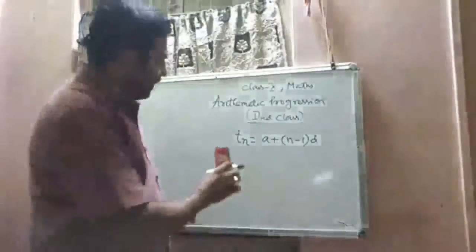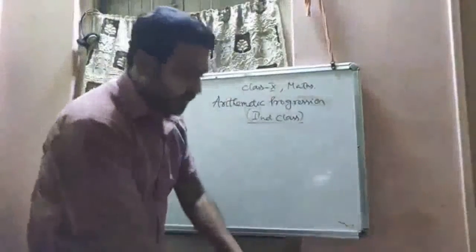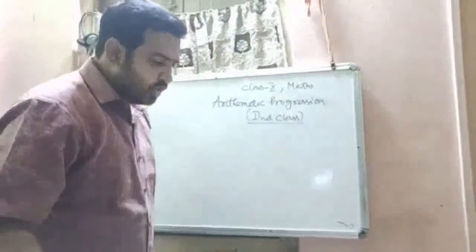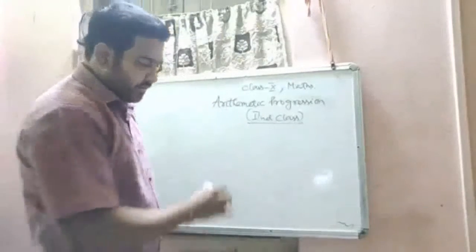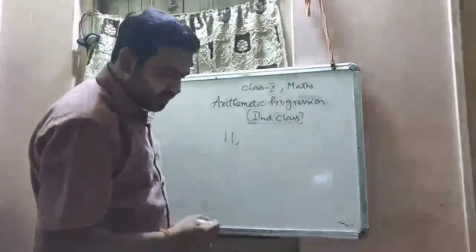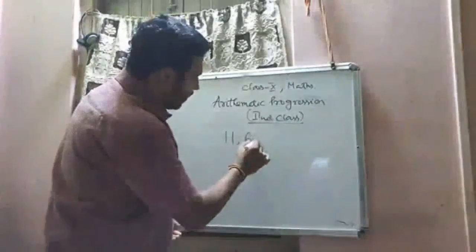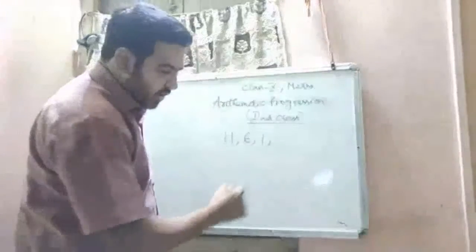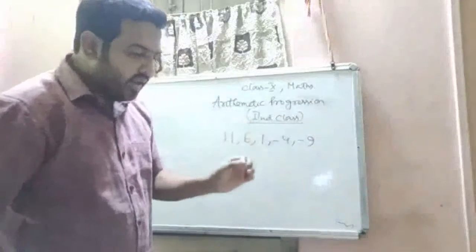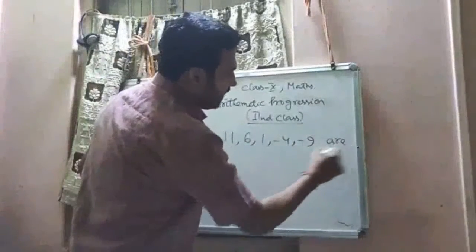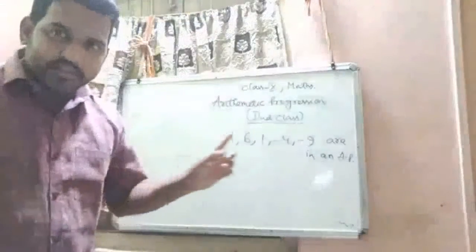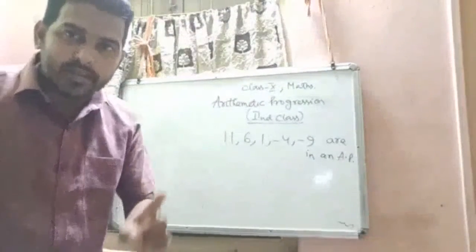Based on this formula, we are going to solve some problems. Let me give you the first one. The first question says we have to show whether the progression, I'm going to write the terms 11, 6, 1, minus 4, minus 9 are in AP. We have to show whether the terms given here form an AP or not.